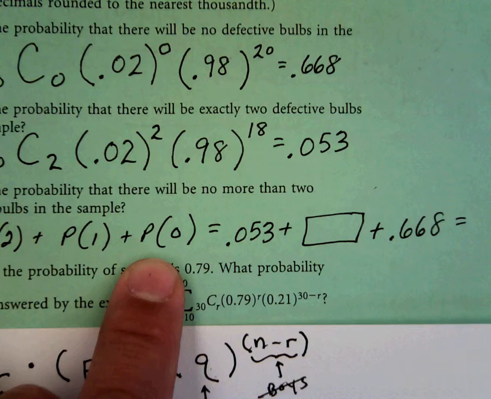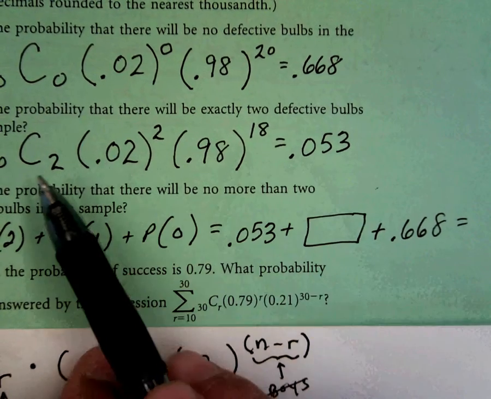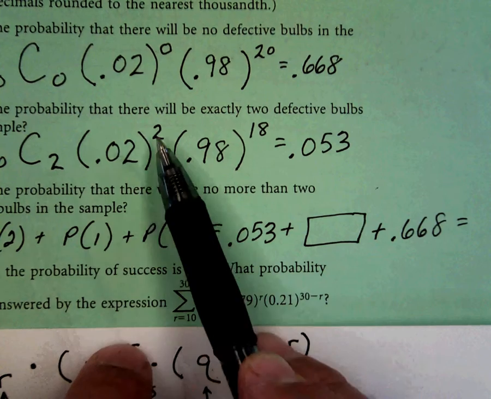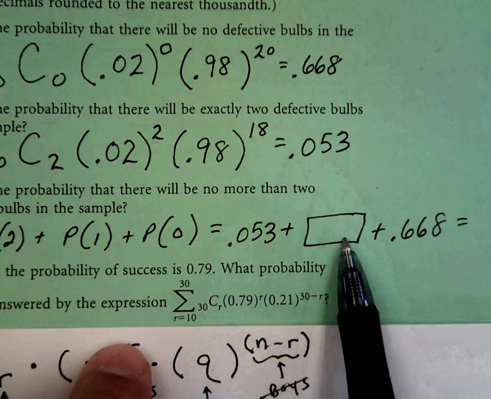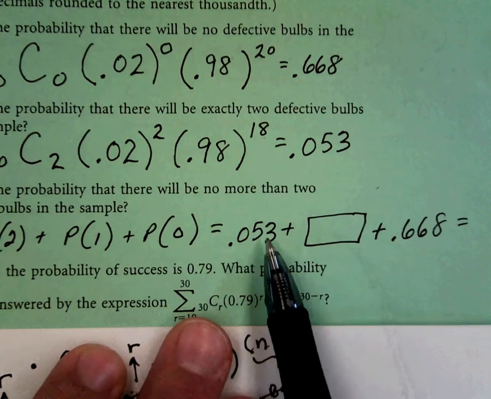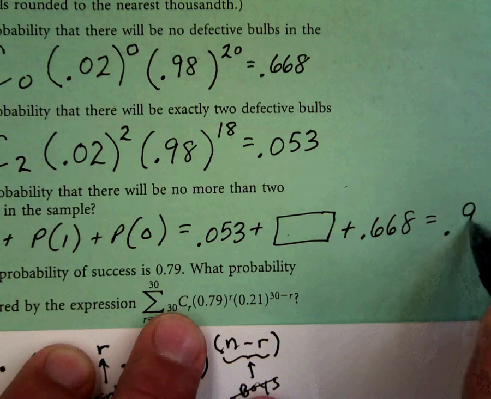So what you need to do is redo A or B, either one, and change the number of defective bulbs to 1, and the normal bulbs to be 19. You should get a number here for the probability of 1, and then you add the 3 of them together, and your final answer should be 0.993.